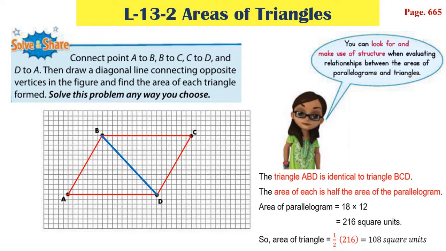Excellent. The parallelogram has a base length of 18 units and a height of 12 units. So the area of the parallelogram equals 18 multiplied by 12, which is equal to 216 square units. So the area of each triangle is half of 216 square units, which is 108 square units. Good.